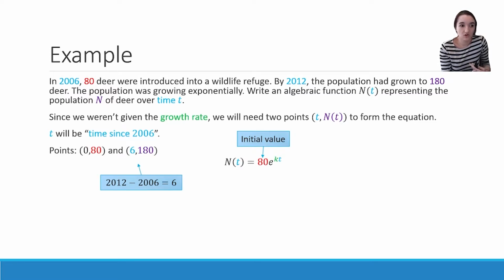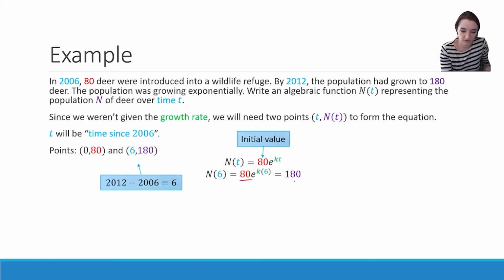We don't need to replace t, but we do need to have a number input for k. And so we can use our other point to do that. I'm going to replace t with 6 and n of t, our output, with 180. So n of 6 equals 80 e to the k times 6, which equals 180 based on that point. And now it's something I know how to solve.